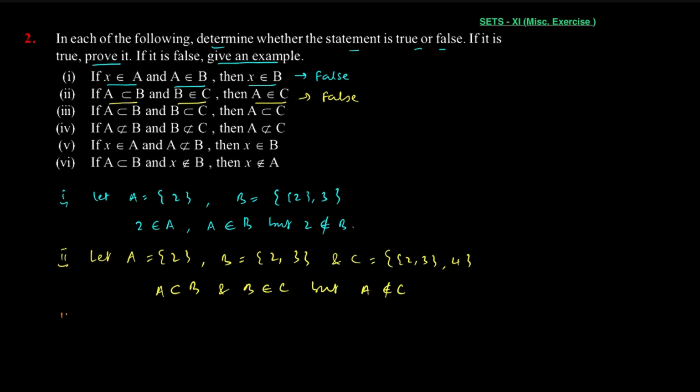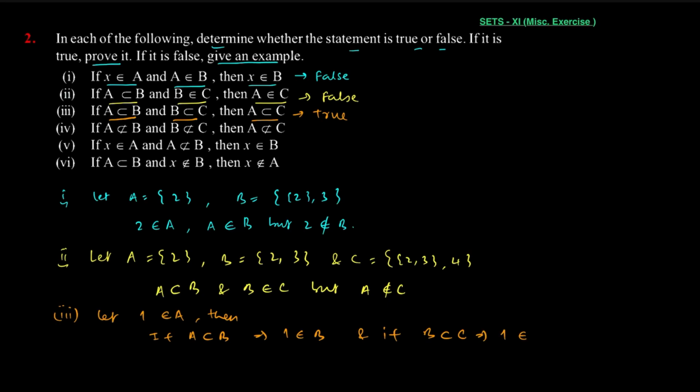Here part number third, if A is a subset of set B and B is a subset of set C, then A is a subset of set C. This statement is true. Now let us prove this statement. Let us suppose 1 belongs to A, then if A is a subset of B, it implies that 1 belongs to B, and if B is a subset of C, it implies that 1 belongs to C.